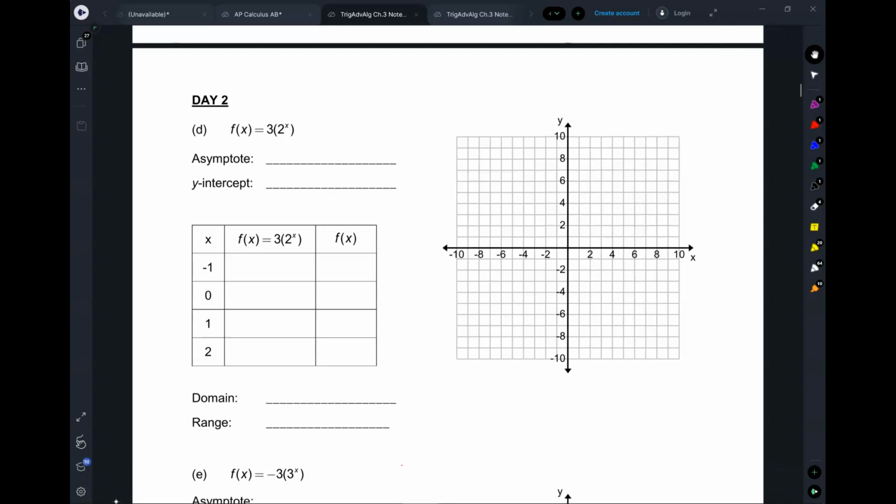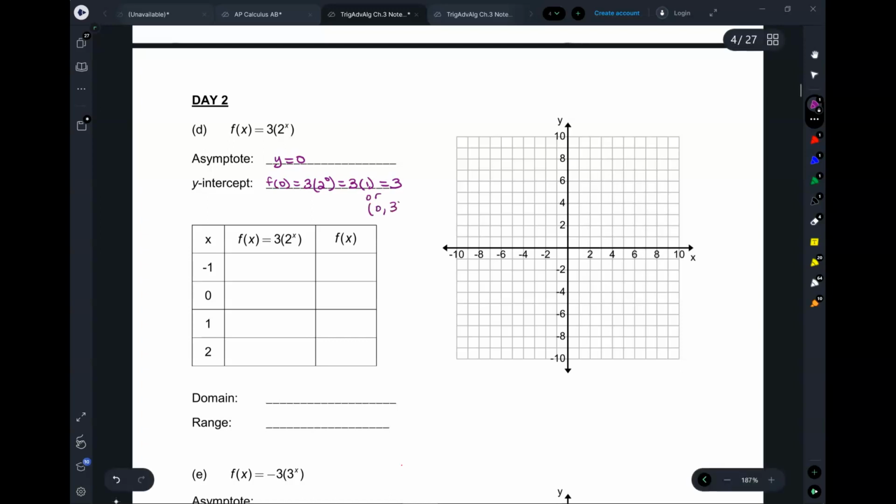So again, what do you think this is? Growth or decay? Growth. Okay, so the asymptote is still going to be y equals 0. We haven't learned otherwise yet. The y-intercept, we're still going to plug in x equals 0. So f of 0 is 3 times 2 to the 0, which is 3 times 1, which is 3. Okay? So you can write that as, the y-intercept is y equals 3, or you could even write that as 0, 3 for the y-intercept. X is 0, y is 3.